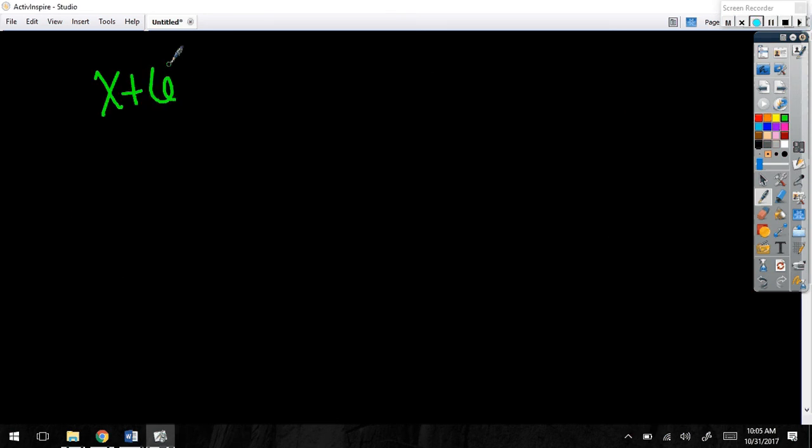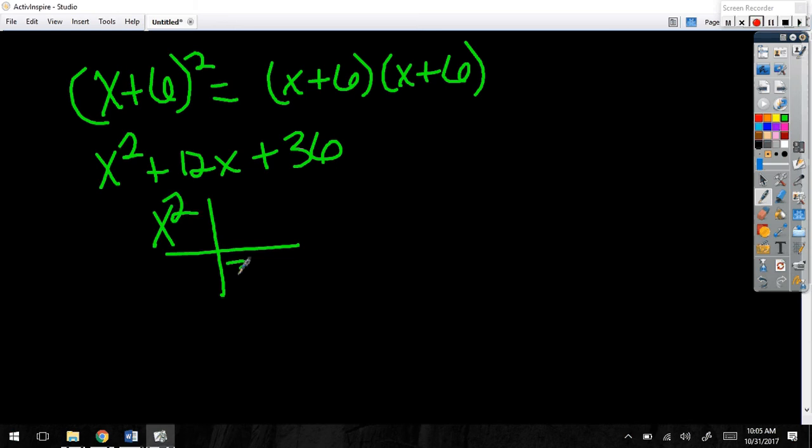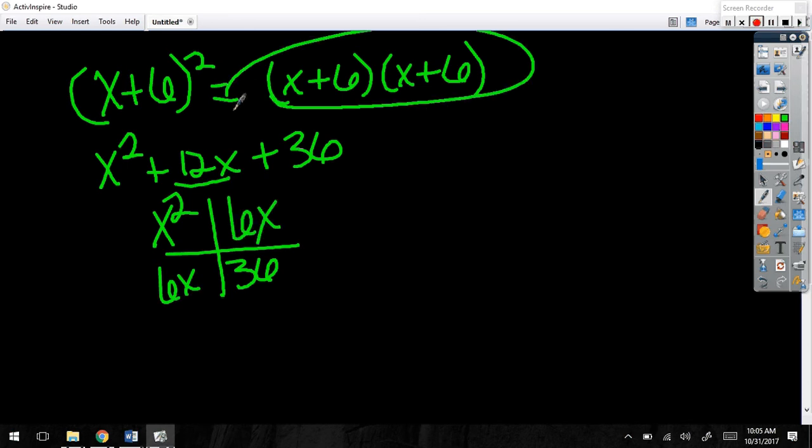x plus 6 squared is the same thing as x plus 6, x plus 6. So the original equation was x squared plus 12x plus 36. If you put that in the box, what multiplies to 36 but adds to 12? 6 and 6. You go up and over, and this is what you get. But recognizing the pattern is key, okay?